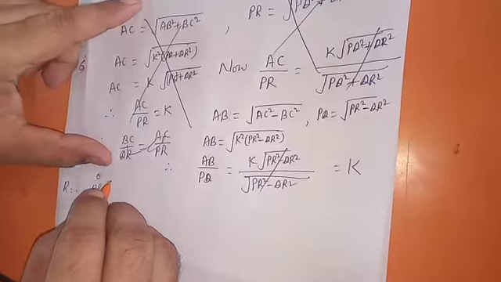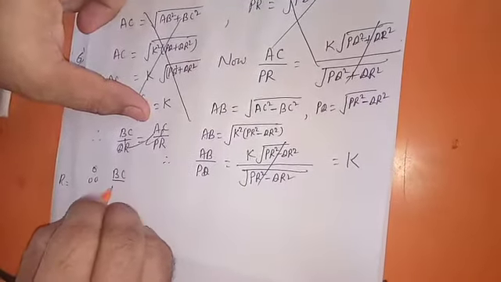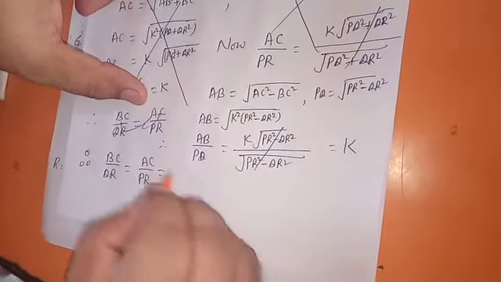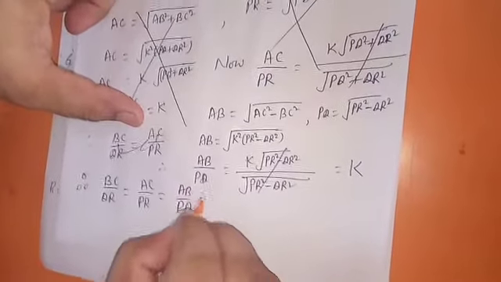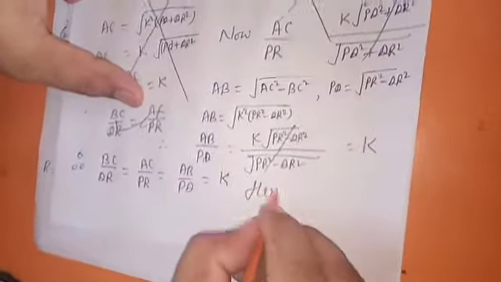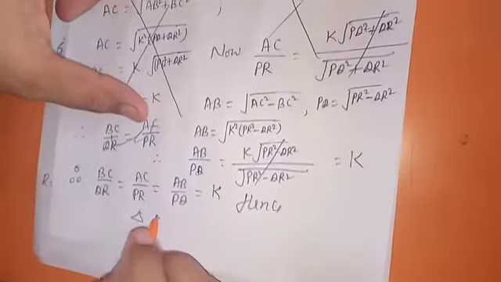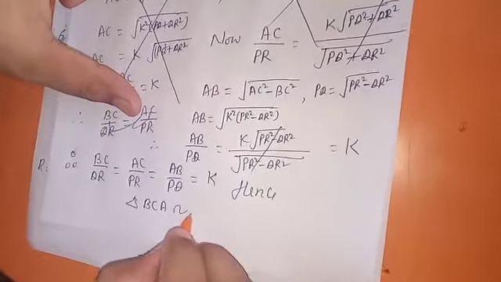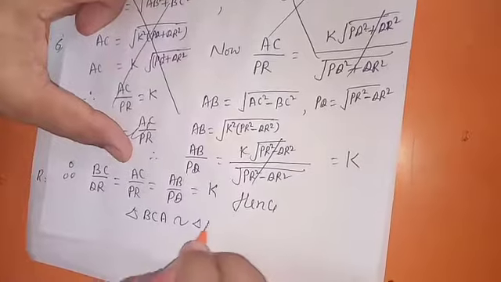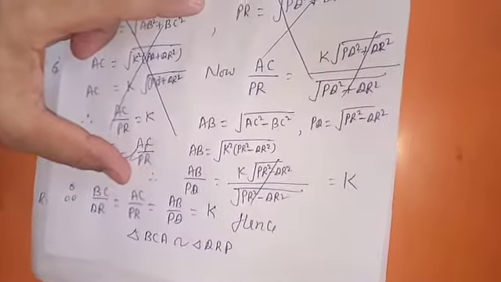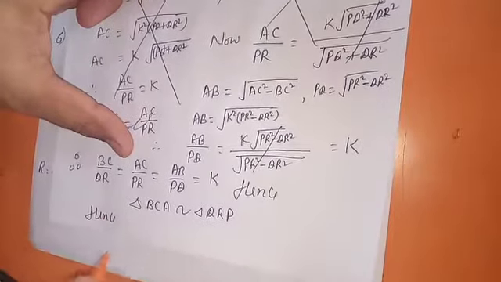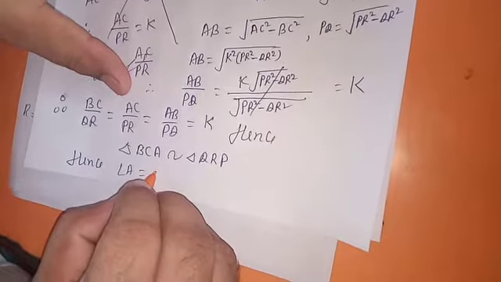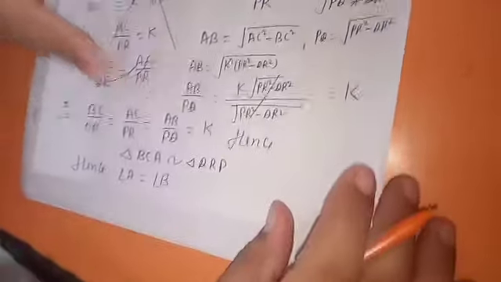Therefore, BC by QR is equal to AC by PR is equal to AB by PQ is equal to K. Hence, triangle BCA is similar to triangle QRP. Hence, angle A is equal to angle B. Understood?